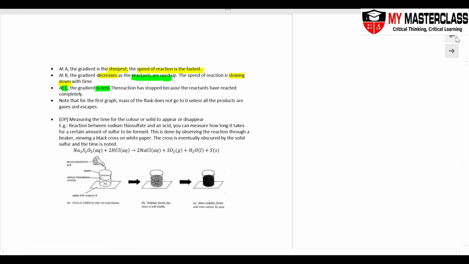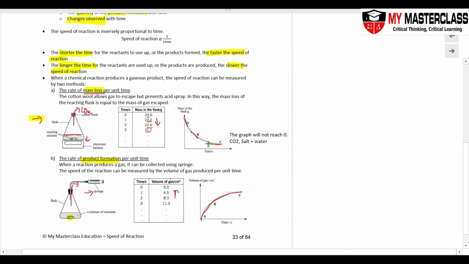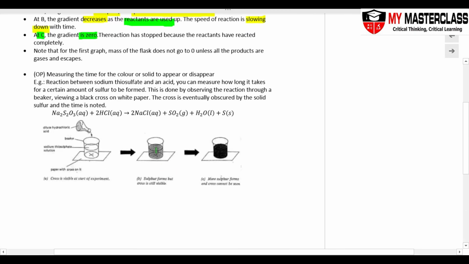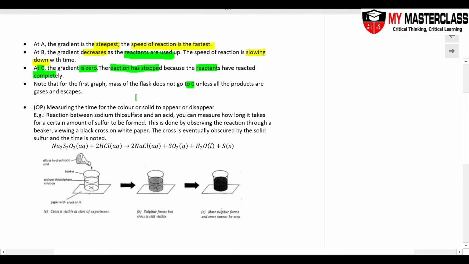Let's look at C again. This is almost horizontal. Horizontal means there is no gradient. No gradient means the reaction has stopped, because all your reactants have reacted completely. Note that in the first graph, the mass of the flask does not go to 0, as mentioned, because salt and water will be left behind. The first two examples are very common examples.